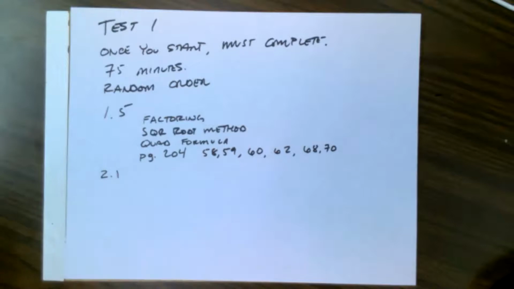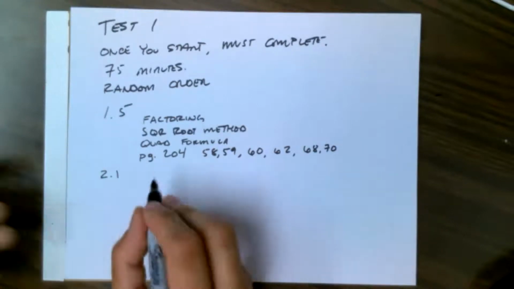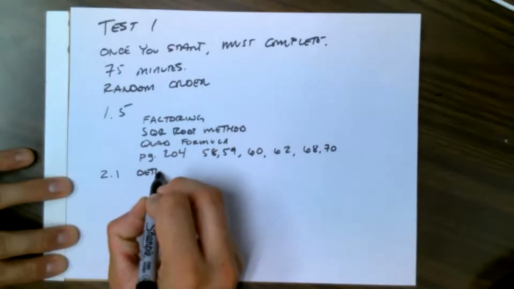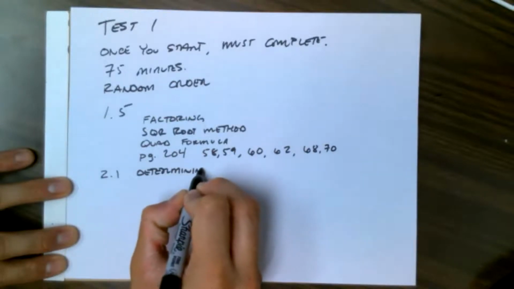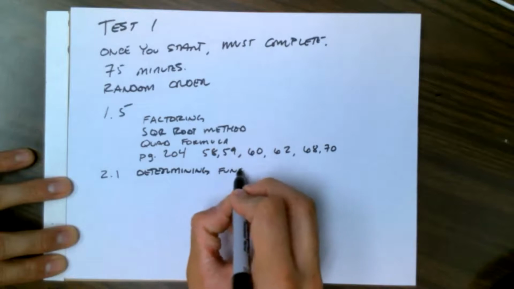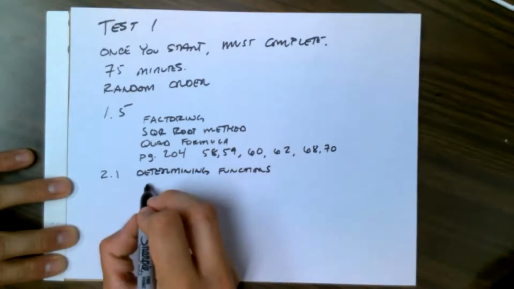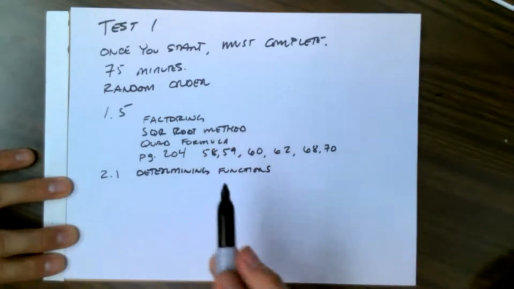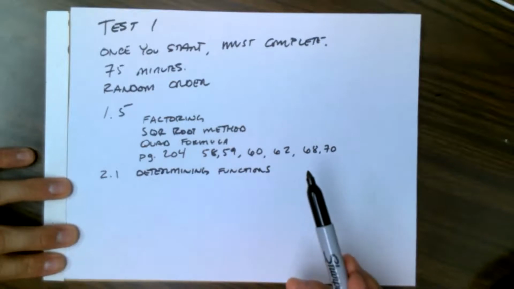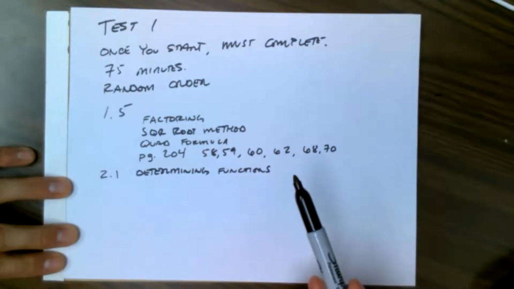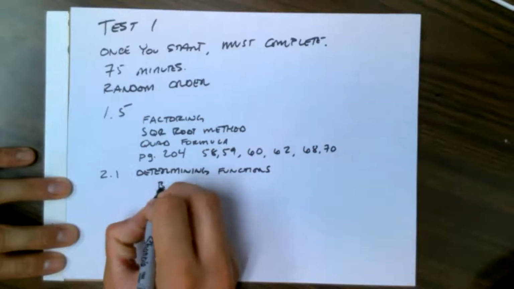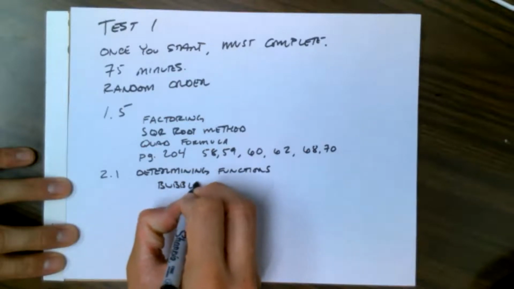2.1, we had a lot of stuff going on in 2.1. First was determining functions. There were a few different ways to do this. There was that bubble method. Remember where I drew the bubbles? And I might have used something about pets. Did I use a pet example in here? Can't remember. Okay, yeah. So you've got the bubble method to determine if it's a function.